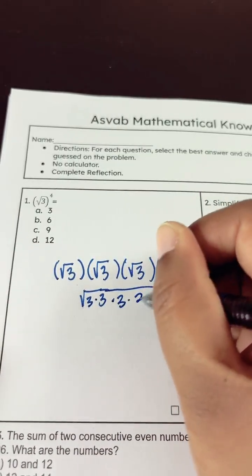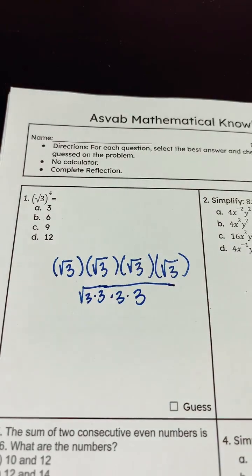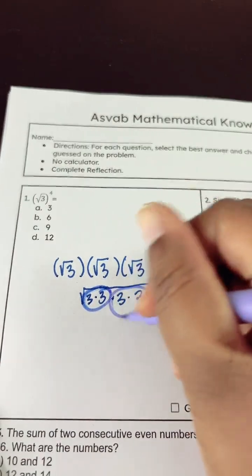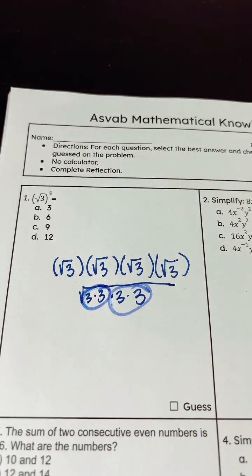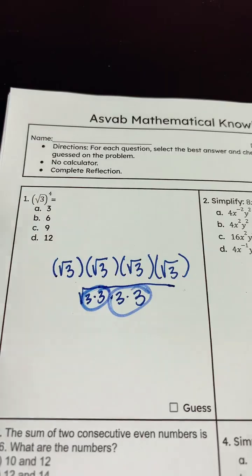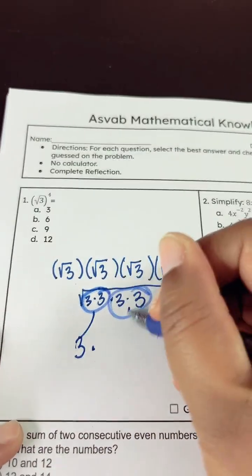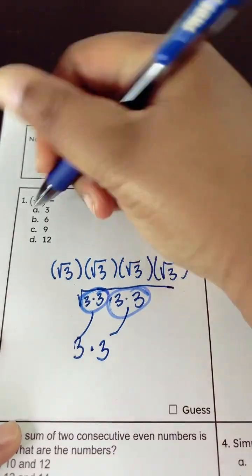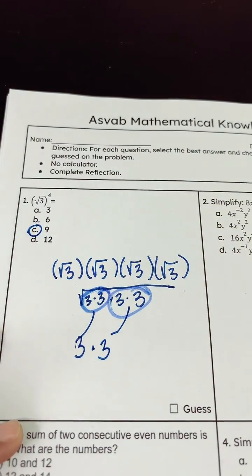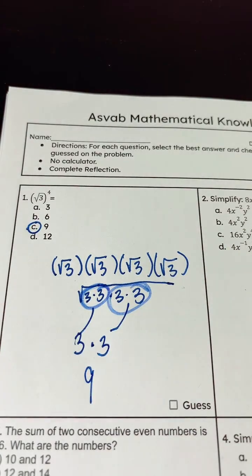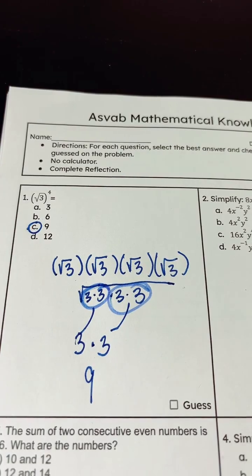Times 3 times 3. When we take the square root, remember we're looking for pairs. We have a pair here and a pair here. I see D coming in. A pair comes out as 1, and this pair comes out as 1. So 3 times 3, C is the answer. It is 9. Any questions on that first one, you guys? Any questions?